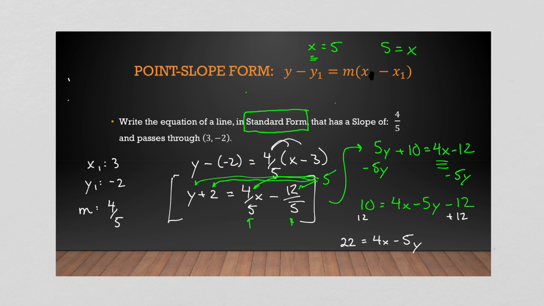Now you could be looking at that saying, that is not standard form. What am I looking at? You are looking at standard form. You're just looking at standard form in the form of a backwards equation. It's 4x minus 5y equals 22. No different than the one above.